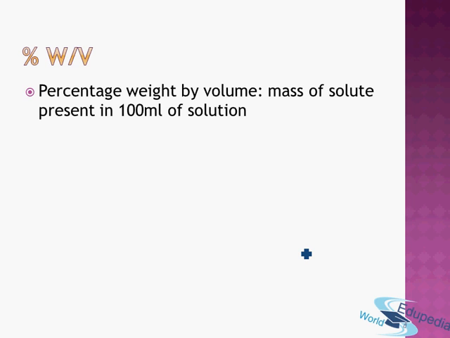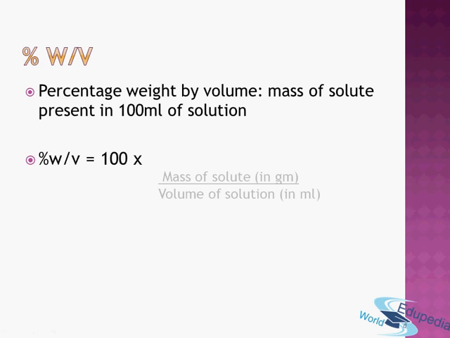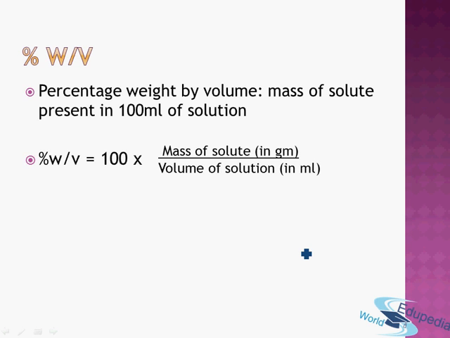Alright, next, percentage weight by volume. Again, same funda. There is no change. The only difference is that now I calculate the mass of solute present in 100 ml of solution. So in this case the formula becomes: percentage weight by volume is equal to 100 multiplied by the mass of solute in grams divided by the volume of solution in milliliters.